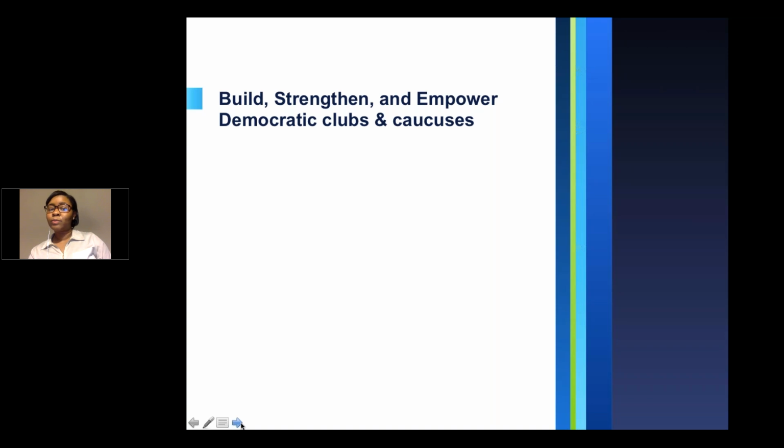You can also use this time to build, strengthen, and empower your Democratic clubs and caucuses. For many of us, we know our Democratic clubs and caucuses should serve as the outreach arm for your state parties. Use the time in non-presidential years to build new clubs and target your constituency base. Also use this time to strengthen and empower existing caucuses and clubs.